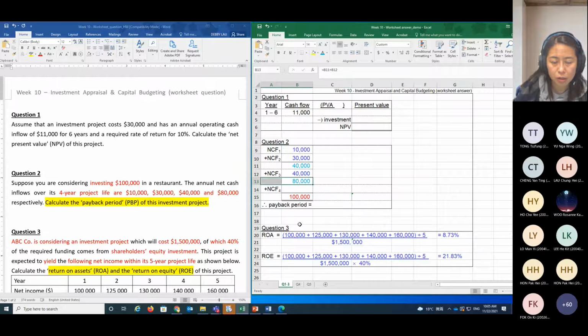Okay, so next is cash inflow. For the first year, the total should be 80,000.